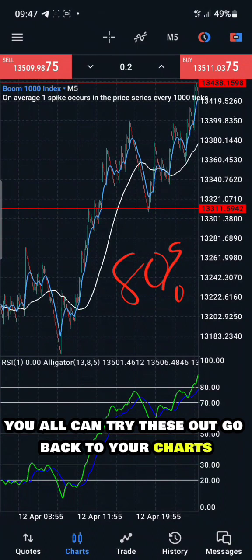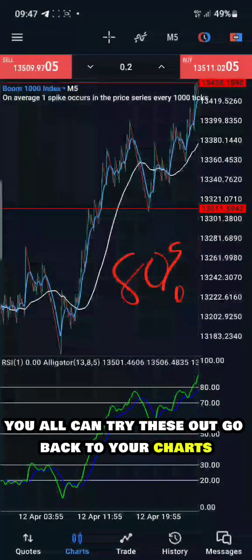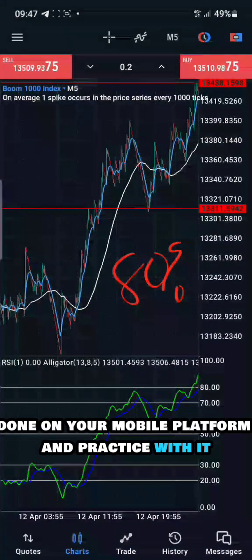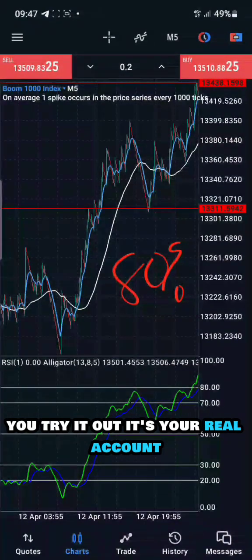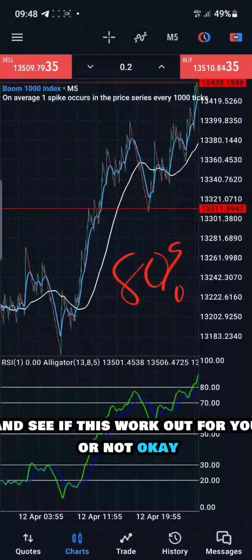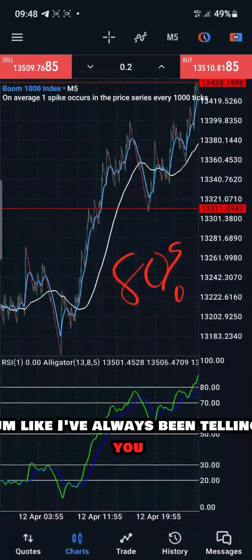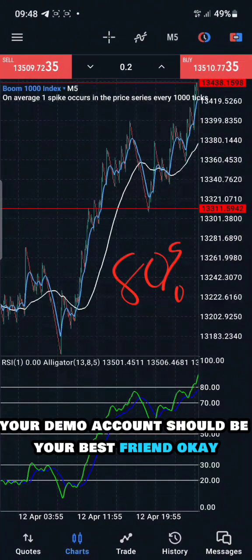You all can try this out. Go back to your chart, have this setup done on your mobile platform and practice with it. You can do it on your demo account. It's not necessary you try it out with your real account. Throughout today, try it on your demo account and see if this works out for you or not. Like I've always been telling you, your demo account should be your best friend.